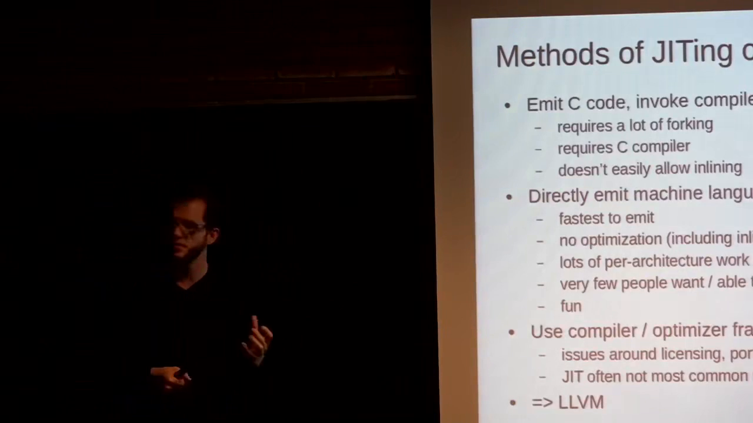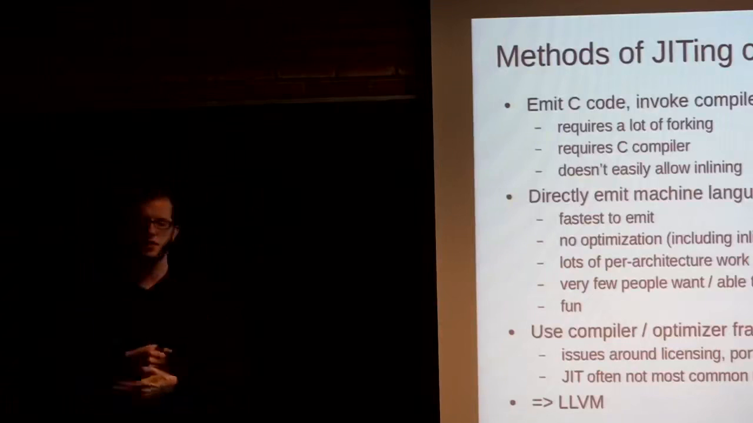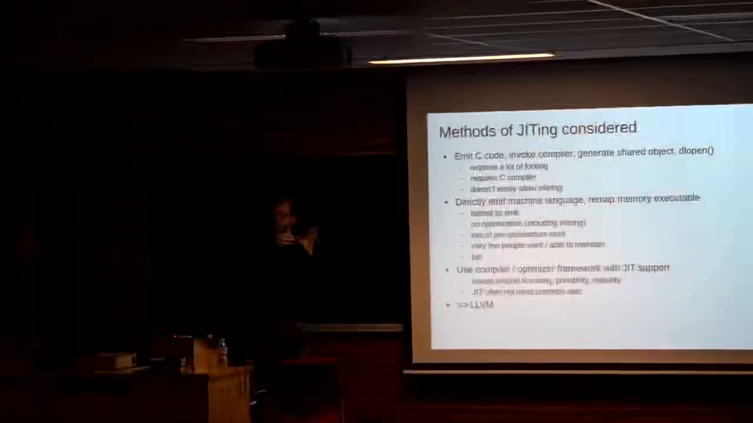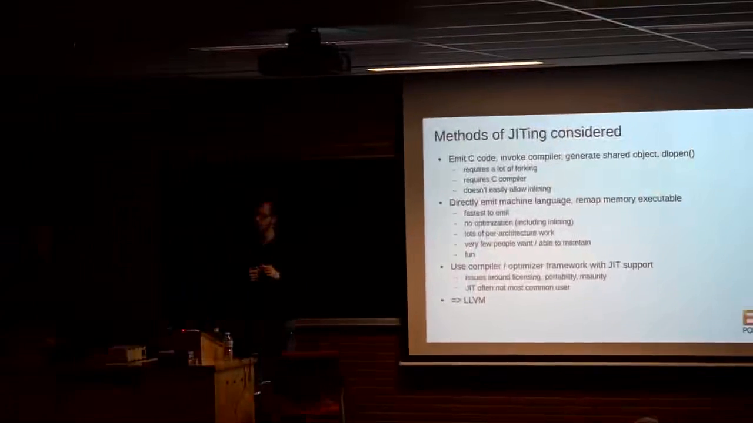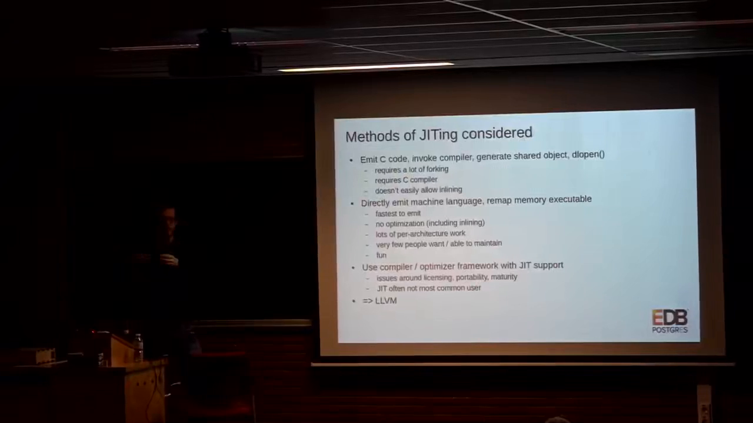Another approach, and that's getting actually pretty popular these days, is to just have your just-in-time compiler part of the program directly emit code, like the machine code, into memory, and then remap the page to be executable, because in modern CPUs it's not allowed for a memory location to be writable and executable at the same time for security reasons, so you have to remap it and then run it.